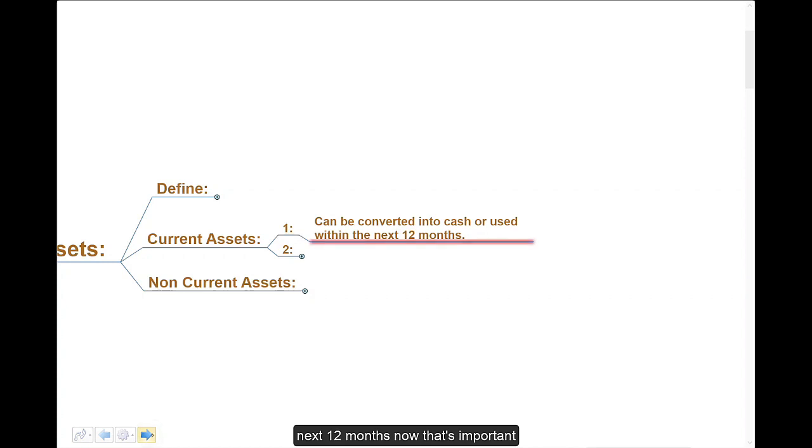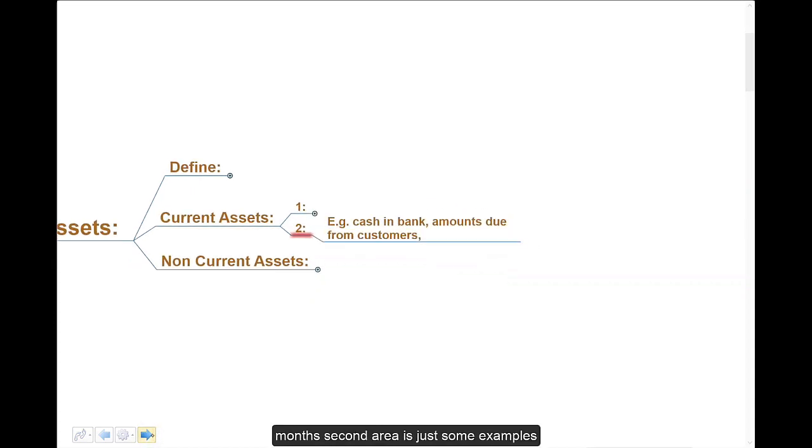Now that's important because the FA examiner is going to play tricks on you in relation to different types of assets, in relation to dates. We're specifically pigeonholing assets that are current with their use or their ability to be used or converted into cash within 12 months. Second area is just some examples, and we'll see from the face of the balance sheet that this current asset area includes a myriad of different things.